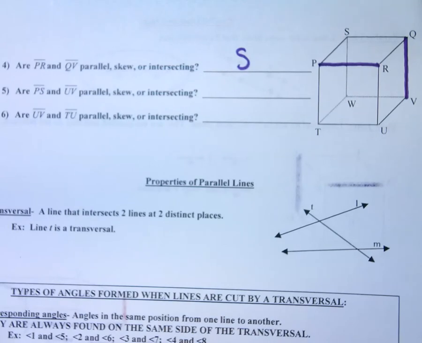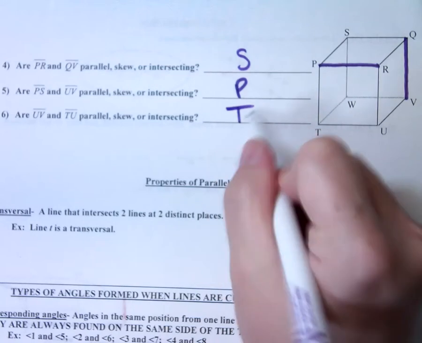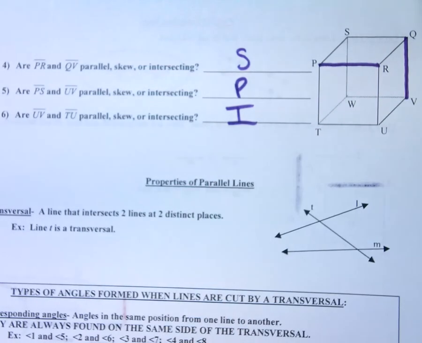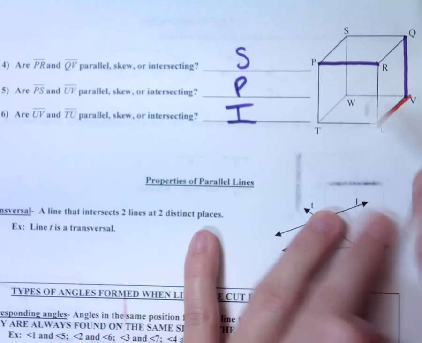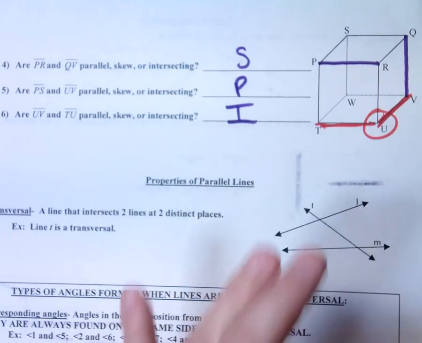Okay. And how about 5? What did you guys say? Parallel. Beautiful. And how about 6? Intersecting. Very nice. And where do they intersect? At U. Segment UV and segment TU, those intersect at U.